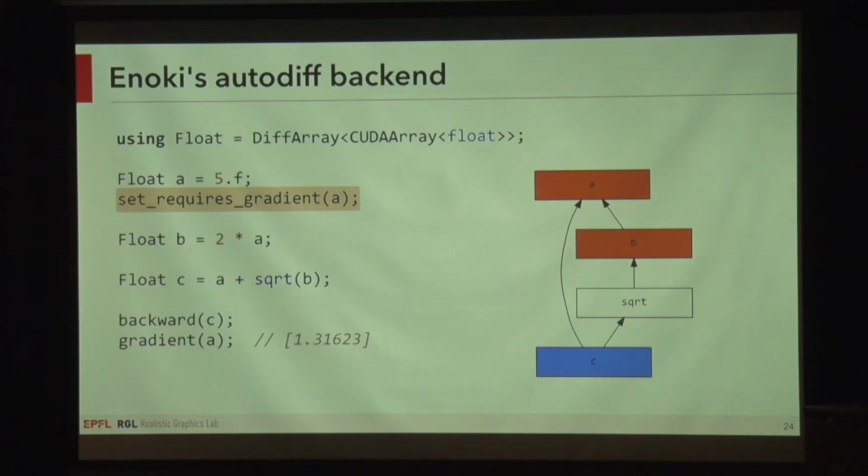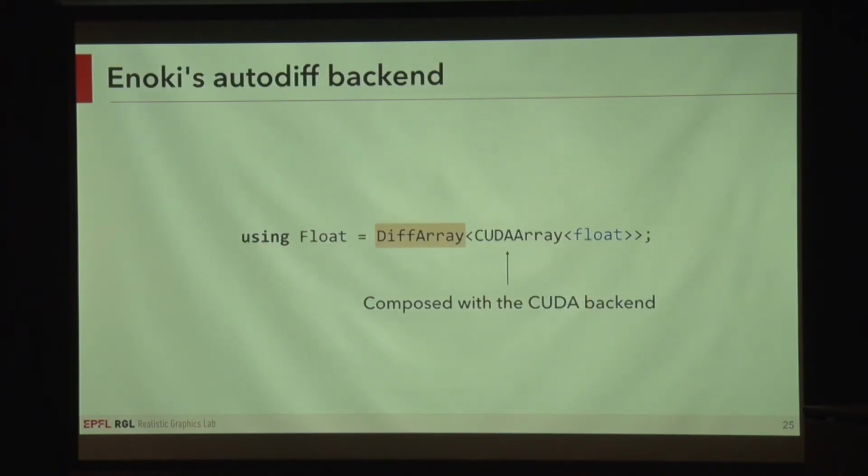And this is the key insight that lets us compute derivatives with respect to, let's say, 10 million parameters at the same time without having to run the rendering algorithm 10 million times, which would be very, very slow. One interesting thing here is, you might have seen that these types are actually nested into each other. So we have like CUDA array of diff array. I guess this will only make sense to the C++ people in the room.